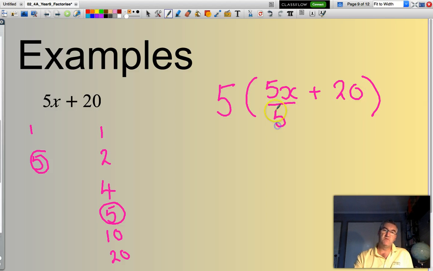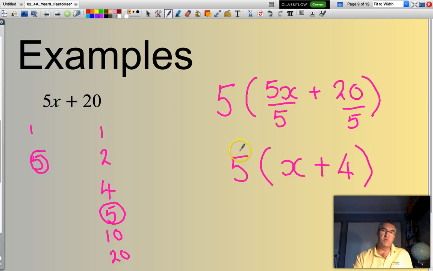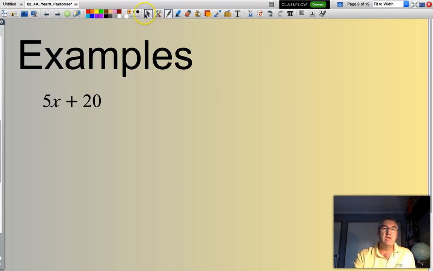So divide that side by 5. Divide that side by 5. 5 divided by 5 is 1. So my answer will be 5 into x plus 4. And quite easily you can see if I multiply 5 by x, I end up with 5x. 5 times 4, I end up with 20. So that works out quite well. Okay, let's just clear off that annotation. And I'm going to move to the next one.